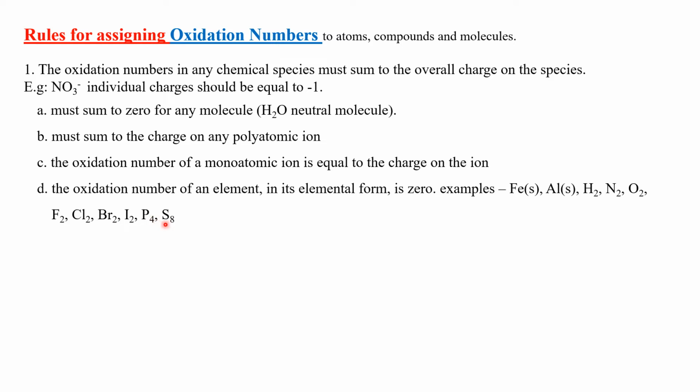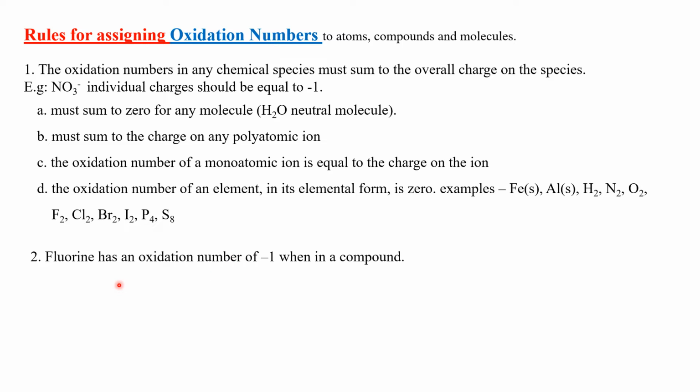But here P4S8 is the same kind. P4 means four phosphorus atoms of the same type bonded together. Same for S8, there are 8 sulfur atoms, the same type. So these are not compounds, they are elements. So for all elemental forms, the oxidation number should be 0.